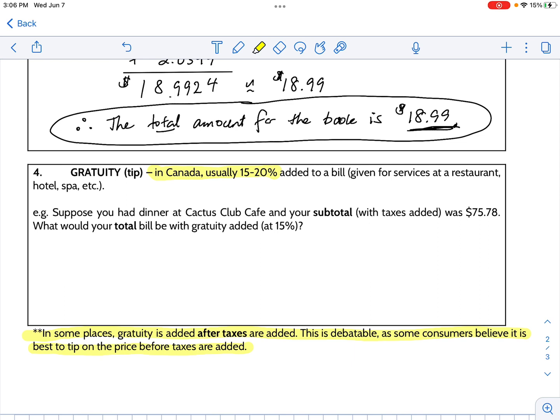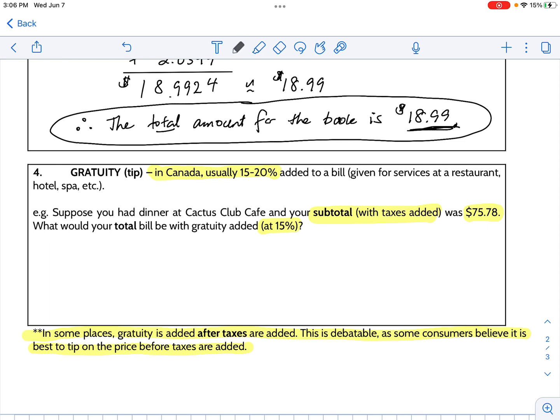So the scenario here is, suppose you had dinner at Cactus Club Cafe and your subtotal with taxes added. So I've actually already done the work, okay? I've added in the taxes for you already. It was $75.78. Now suppose you're gonna tip on the $75.78 though, okay? What would your total bill be with gratuity added at 15%? So we're gonna take 15% as our tip.